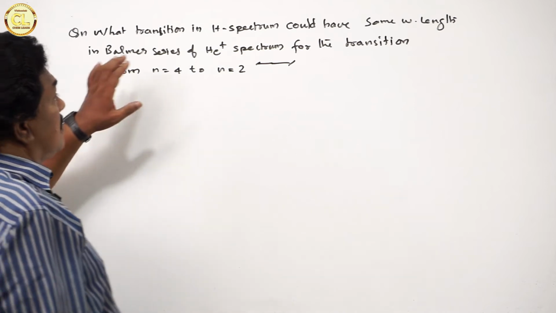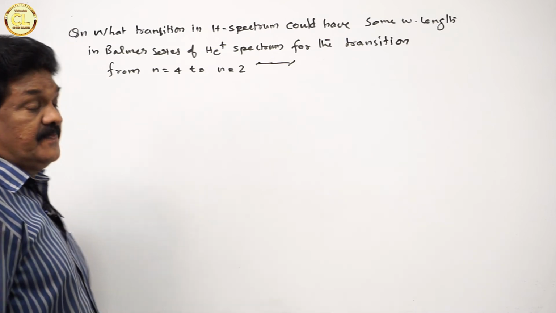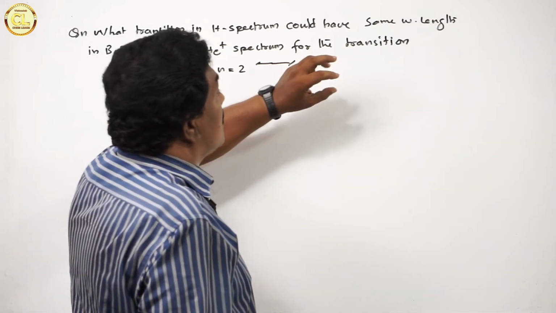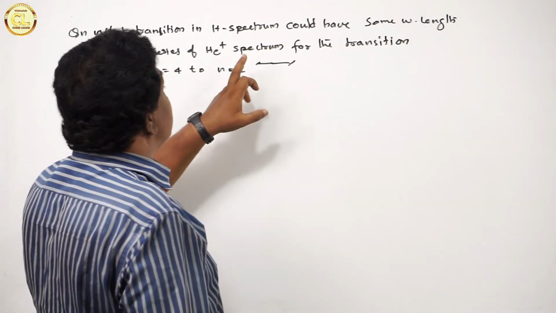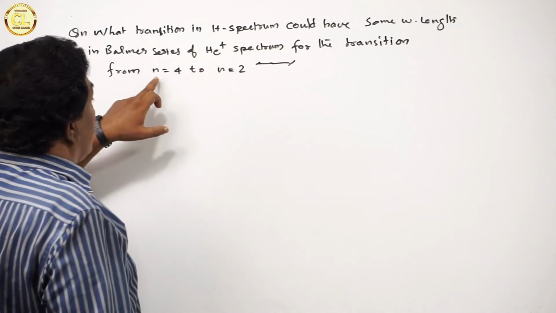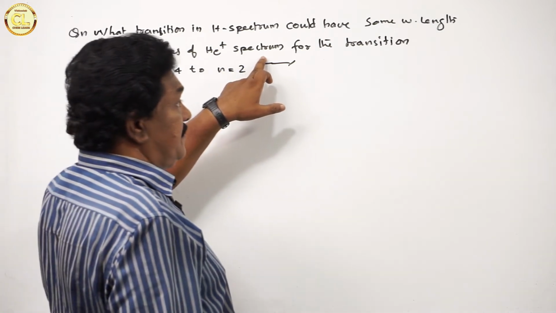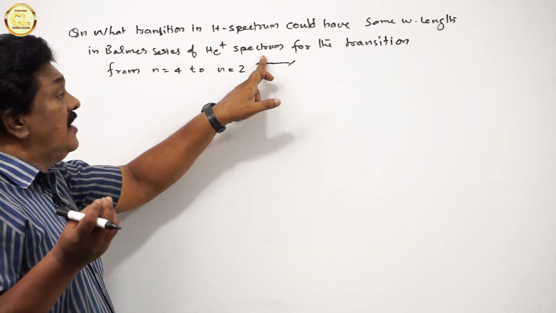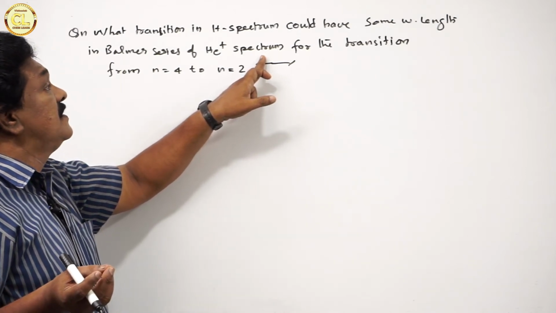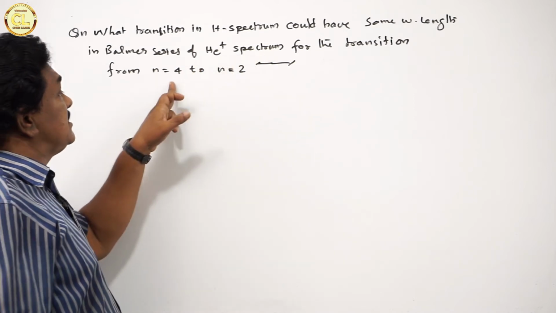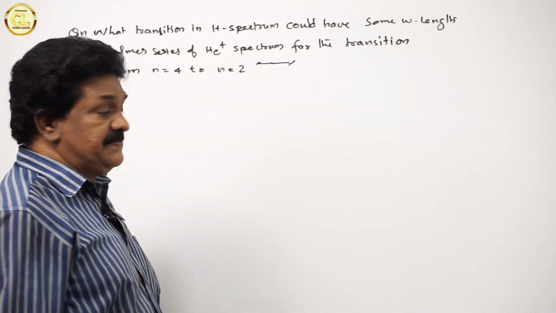We are asked to find the transition in hydrogen spectrum with the wavelength that corresponds to the transition from n is equal to 4 to n is equal to 2 in He+ spectrum. That is, we are asked to find the wavelength of the hydrogen spectrum that corresponds to the n is equal to 4 to n is equal to 2 transition in He+ spectrum.